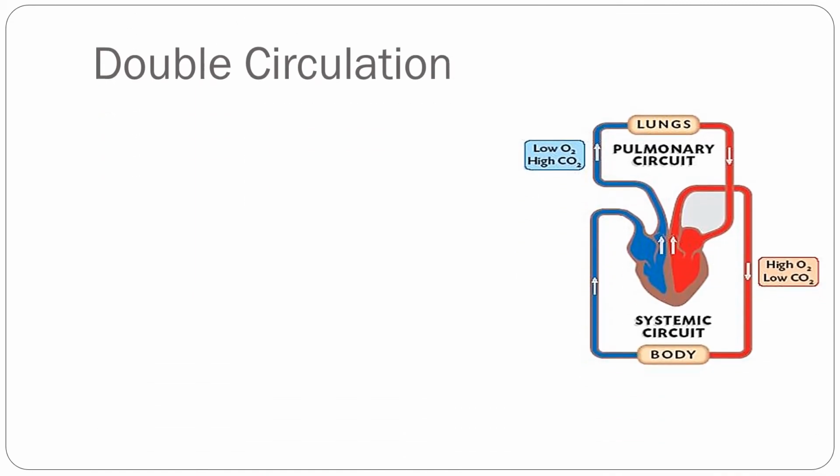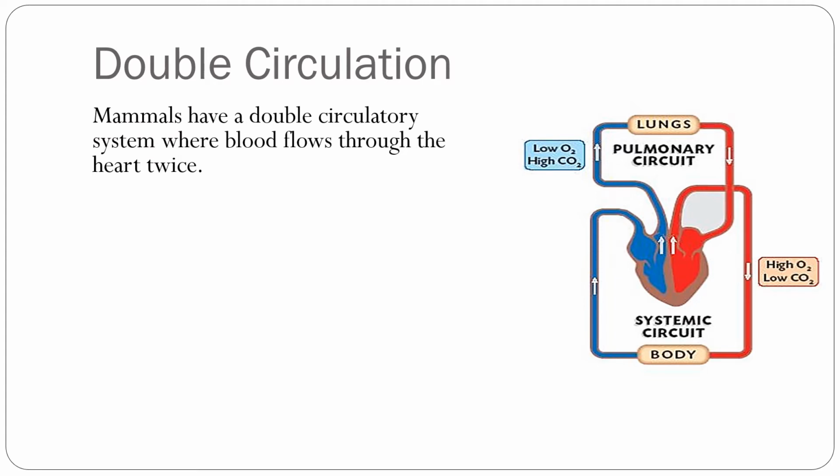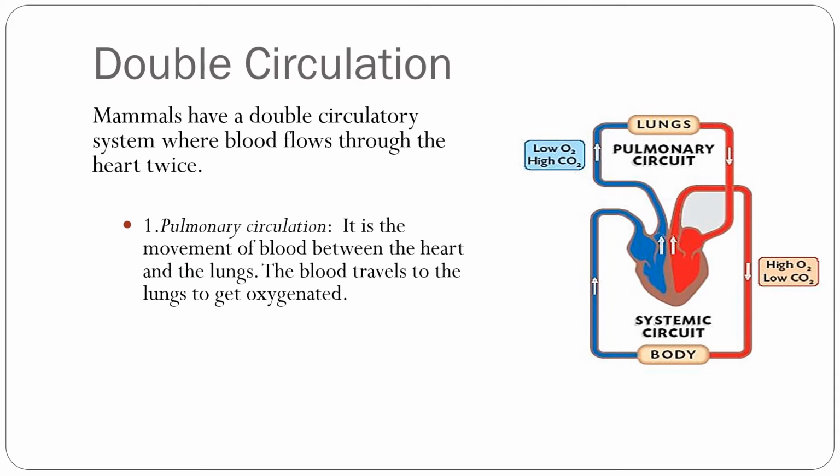The next important concept that I wish to discuss here is called double circulation. This type of circulation is found in mammals. In double circulation, blood flows through the heart 2 times. To further understand this, let us look at the 2 parts of double circulation. One is called pulmonary circulation. The diagram on the right will aid in understanding this concept.